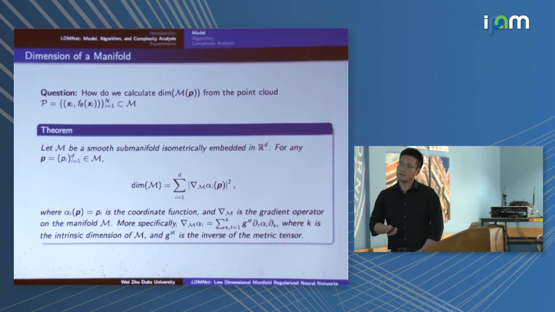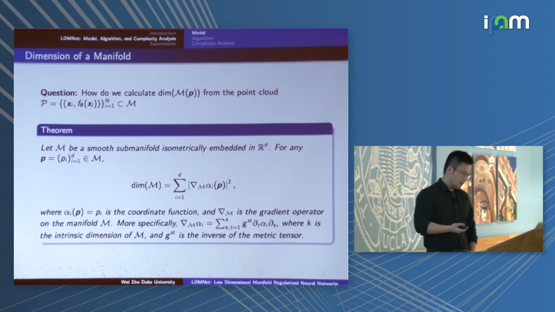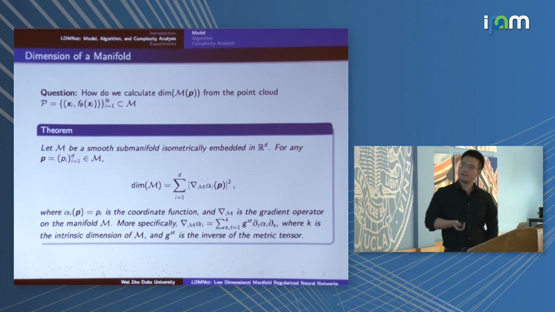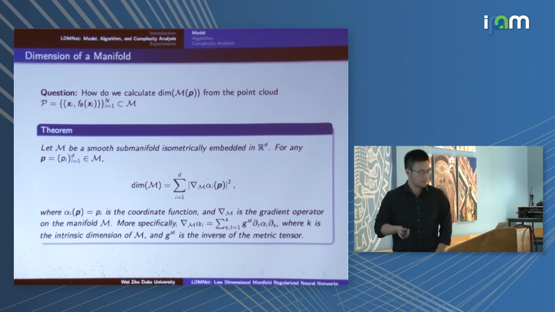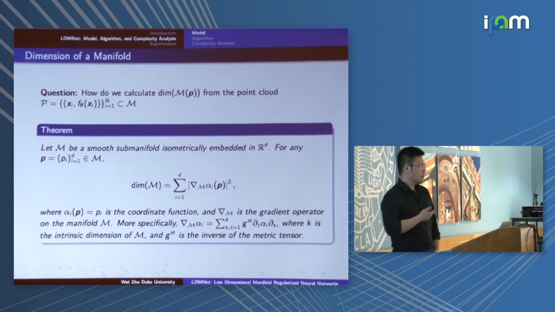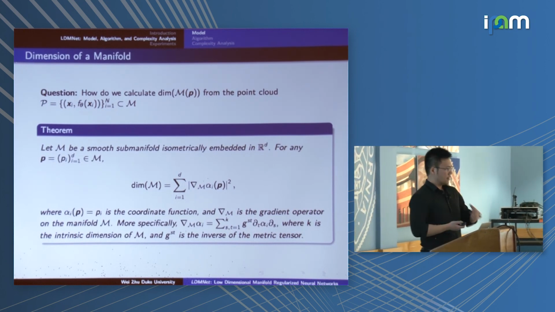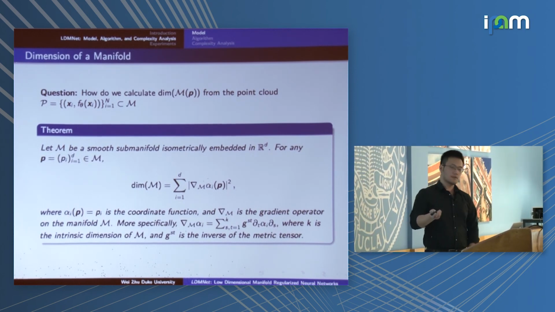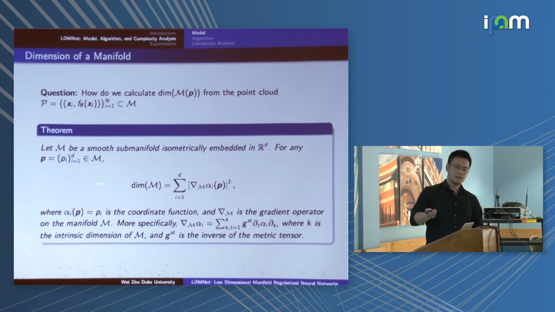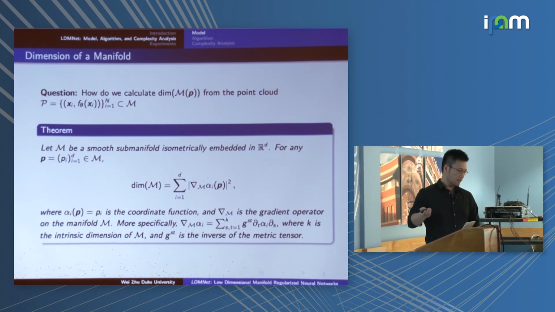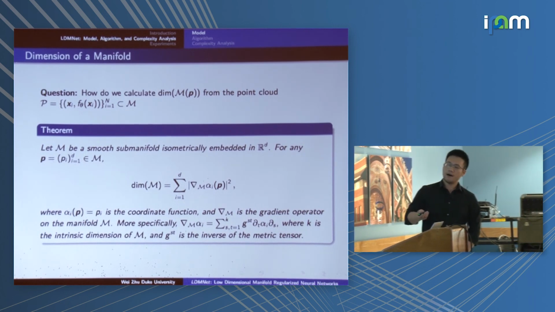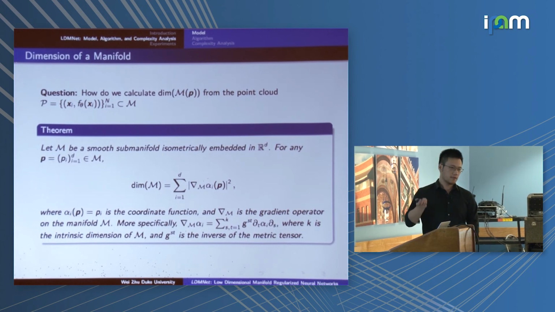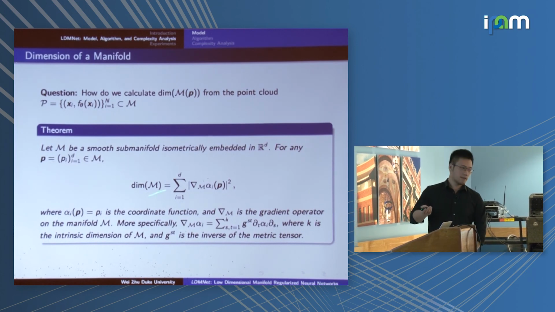Okay, so we want to minimize the dimension, but is there an efficient way to calculate the dimension directly? The answer is yes. By using an elegant formula from differential geometry, you can check that if you have a manifold M that is smoothly embedded in R^D, then the dimension of M can be calculated as the sum of the squared manifold gradients of the coordinate functions. Here, alpha_i is the coordinate function: for every point P on this manifold, alpha_i maps the point P to its i-th coordinate. And this is the manifold gradient.